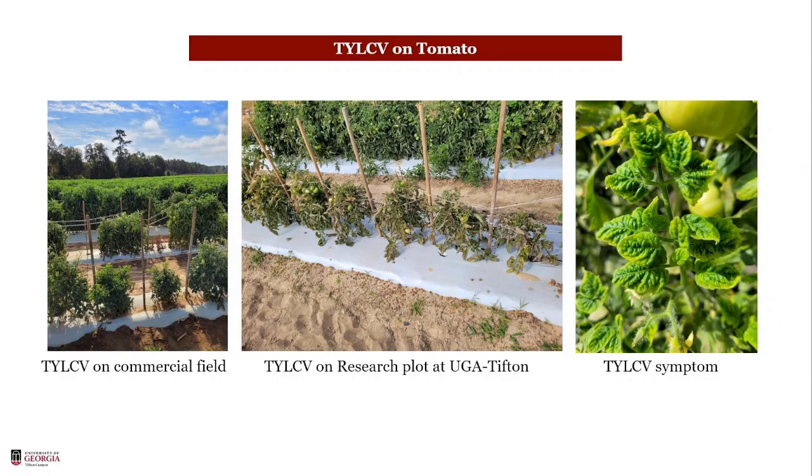This is a tomato field in Grady County. See how it is infected with TYLCV, and we see the symptoms. All the plants are dwarfed, and this is a typical symptom we found in our experimental plot at UGA Tifton campus. This is a symptom we usually see with tomato yellow leaf curl virus. The leaves on the top are curling with a yellow border at the margin. So this is the TYLCV symptom.